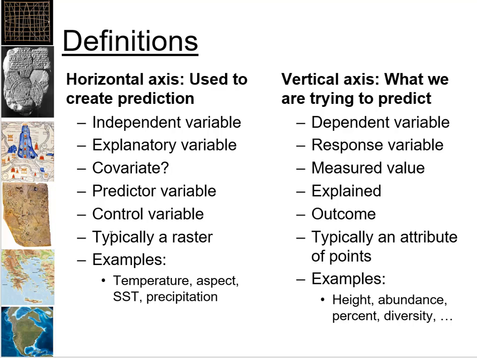Now, the horizontal axis typically comes from a raster when we're doing geospatial modeling, and the reason for that is because we want to be able to predict over a large area. So those are typically rasters. The vertical axis, or the response variables, the dependent variable, those values are usually from points, and typically we get those from the field to create the linear regression initially. So some examples would be temperature, aspect, sea surface temperature if you were doing ocean work, precipitation. On the vertical axis, height, abundance, percent, diversity, and there's a lot of these. There's hundreds of different possible vertical and horizontal axes.